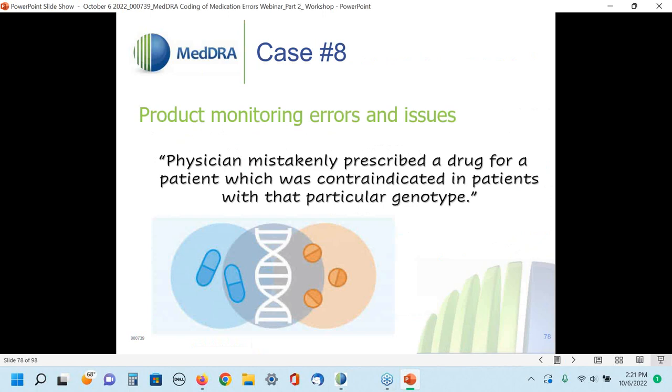All right, number 8. This is related to product monitoring issues and errors. And when we say monitoring, we are talking about all the things you're supposed to do before and after giving a product, drug, et cetera, to a patient. What should you know about who's a good candidate, or more specifically, who shouldn't be getting a particular medication or drug?